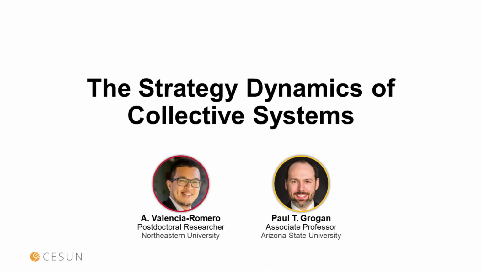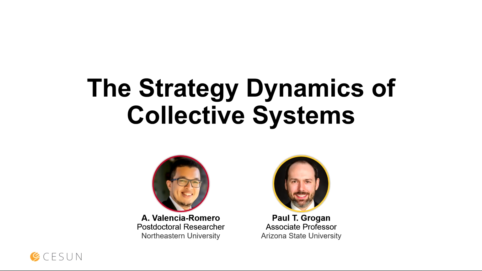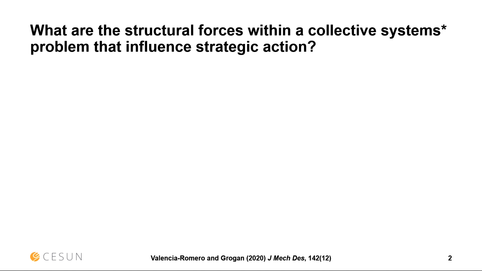The strategy dynamics of collective systems. Strategic decisions in the context of engineering systems have a long-term and irreversible impact on the system's architecture. This work builds on previous research that seeks to understand the structural forces that influence these strategic decisions in systems of systems, where the actors responsible for each of the constituent systems are managerially or operationally independent of each other.